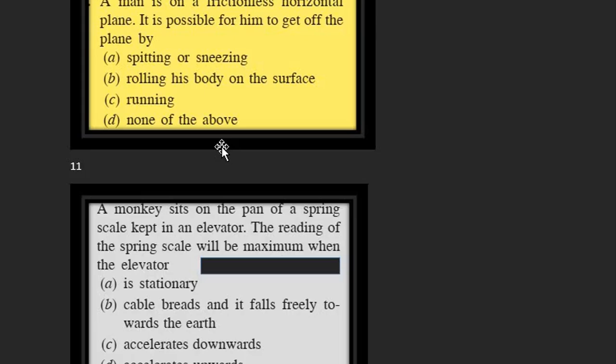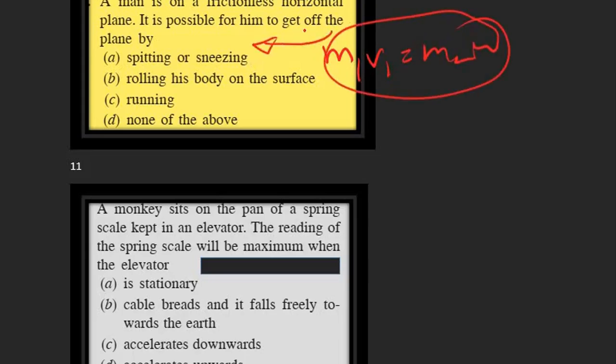By rolling his body, he won't be able to do anything because it's frictionless. Running, not possible. So spitting and sneezing, yes. Applying conservation of momentum, m1 v1 equals m2 v2 principle. Spitting and sneezing, A is the answer.